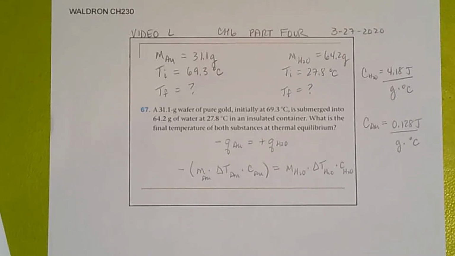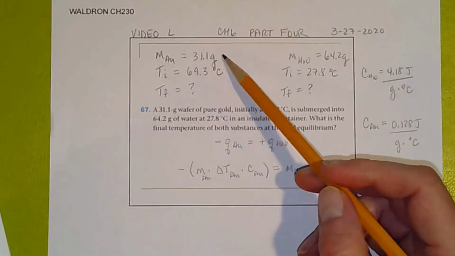So we have this wafer of pure gold, 31.1 grams, initially at 69.3 degrees, and we're going to drop it into a known mass of water, which is cooler. So the water is going to get warmer, and the gold is going to get cooler, and they're going to arrive at the same temperature. I've written up here some of the numbers from the question.